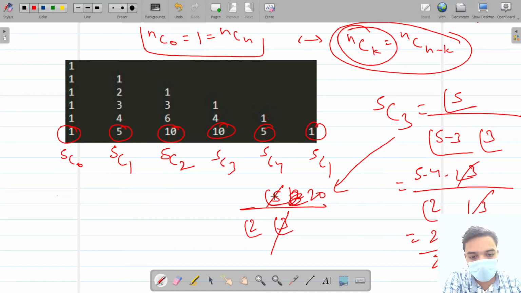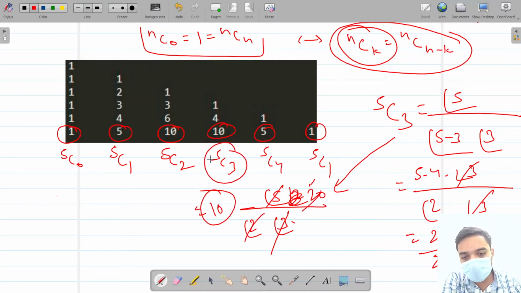This will be 20, because 5 times 4, then 3 factorial will cut out 20, and this will equal 10. You can see 5c3 is 10. Okay, same: 5c0 is 1, 5c1 always equals 5. We all know 5c2 is 10, 5c3 is 10. Okay, 5c4 is 5. So you can check this for every element.